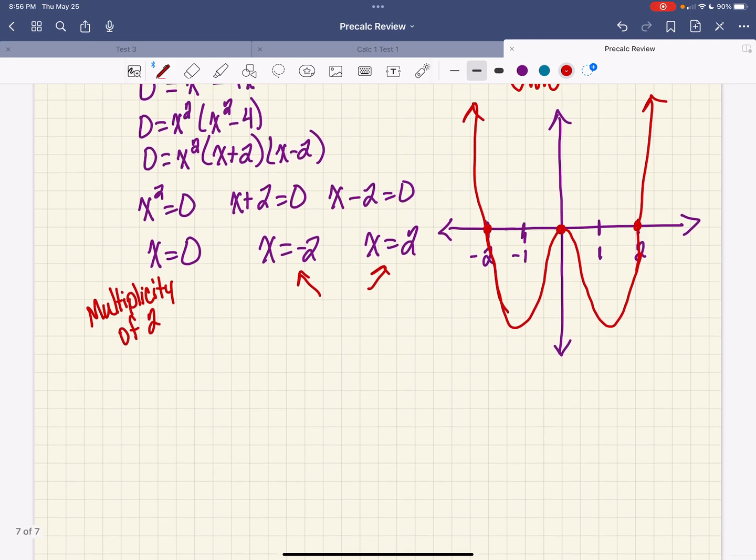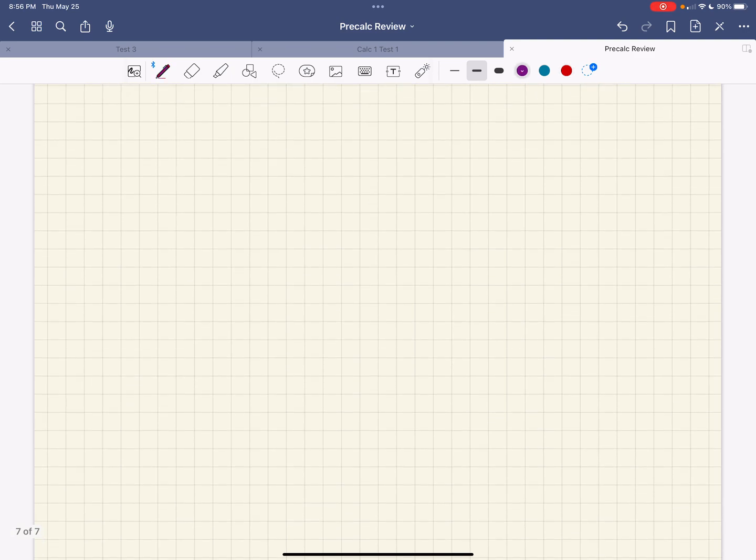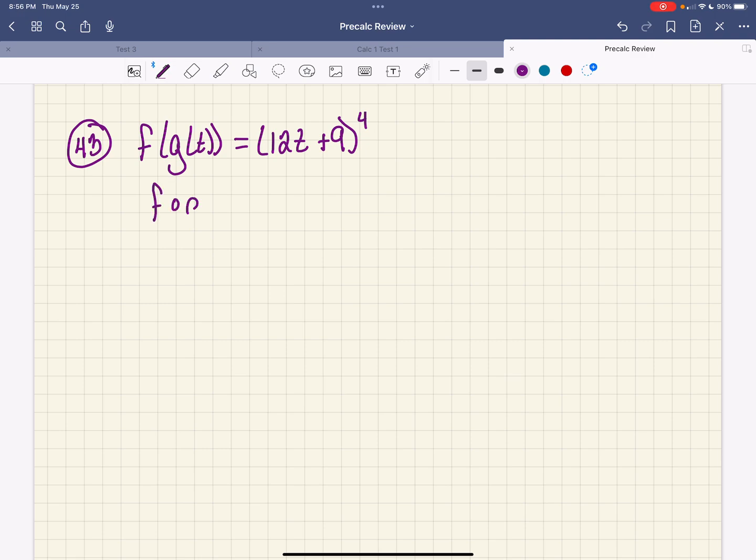Okay, now the last one I'm going to do is number 43 from the review. Okay, number 43 from the review. And this is composition of functions. So this has f of g of t, so f of g of t, and that equals 12t plus 9 to the 4th power. Okay, another way this could be written is f composed of g of t. Okay, and you know that's composition of functions back from Math 112.